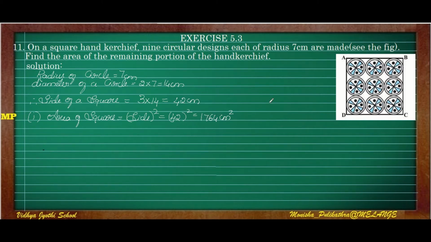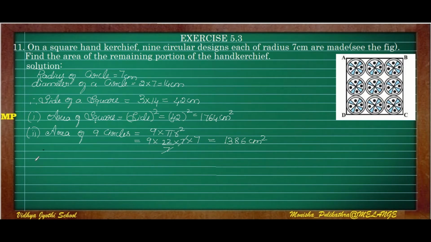Next, there are 9 circular designs. So we have to find out the area of 9 circles. Area of 9 circles is equal to 9 into area of circle, formula is pi r square. So 9 into 22 by 7. As we know, the radius is equal to 7, so 7 into 7. 7 cancel. So we got 1386 centimeter square.